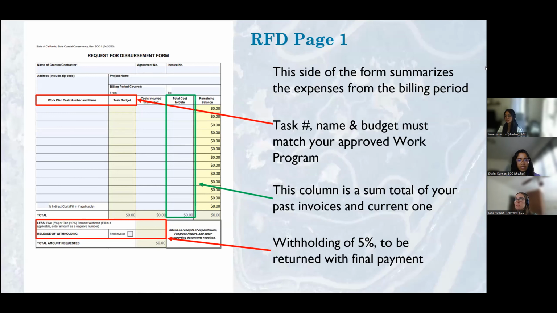So what this means is if you submit an invoice for $100, then we approve the invoice, but we only pay you $95 until you completely finish the project, at which time we'll provide that last $5. So if you're submitting your final invoice, then you check this box that says final invoice, and at that time we'll release that final 5%.